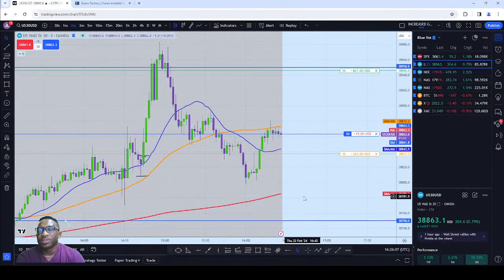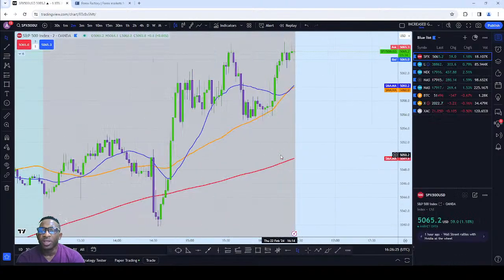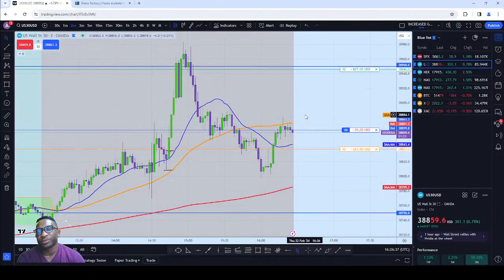So US 30 is still doing some up and down movement here around our entry area. So we'll just wait and see. Let's see what SPS is doing as well. So SPS and NAS are kind of already in the groove. So once this happens, US 30 is most likely to follow. It's down here, so it will most likely follow suit.